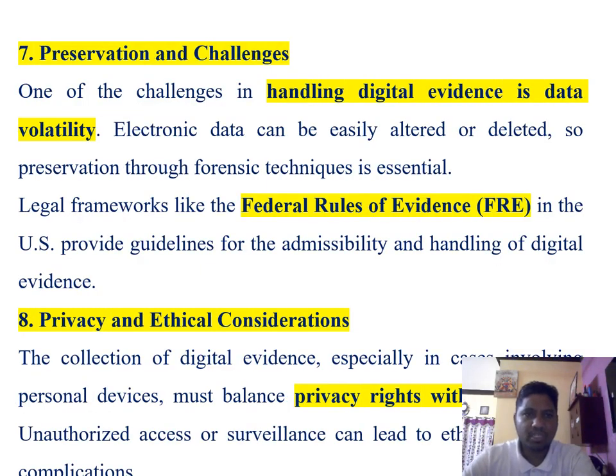The seventh one is preservation and challenges. One of the challenges in handling digital evidence is data volatility. Electronic data can be easily altered or deleted, so preservation through forensic techniques is essential. Legal frameworks like the Federal Rules of Evidence in the US provide guidelines for the admissibility and handling of digital evidence.